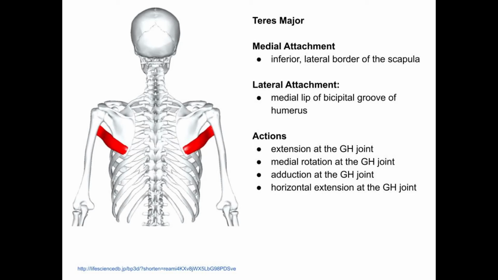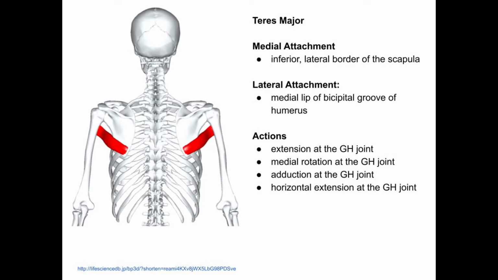So the fibers actually run along the medial side of the humerus and attach on the anterior side. Therefore, they can rotate the anterior surface of the humerus medially in the transverse plane, which is medial or internal rotation. We have adduction of the GH joint. So it will pull the humerus towards the midline of the body in the frontal plane, which is adduction of the glenohumeral joint. And then finally, horizontal extension of the GH joint.